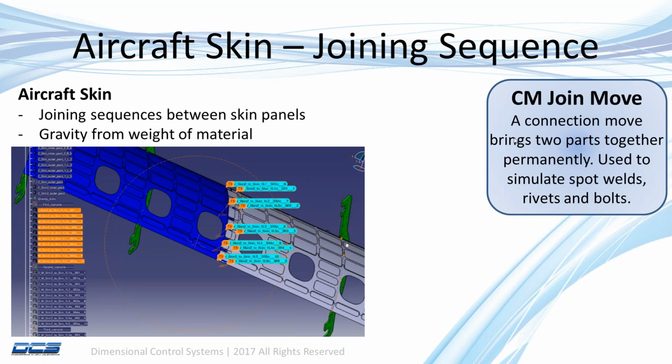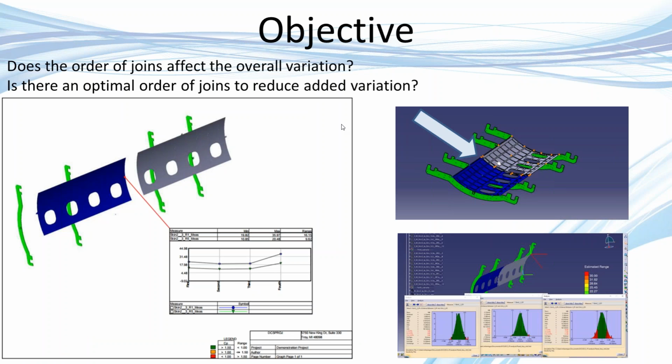That would be a separate compliant move. So whether it's a rivet or a spot weld or a bolt, it's going to consider them just joining the parts the same. And you can apply other forces to that, or you can apply gravity or other compliant moves on top of it. So what was the objective of this particular study?